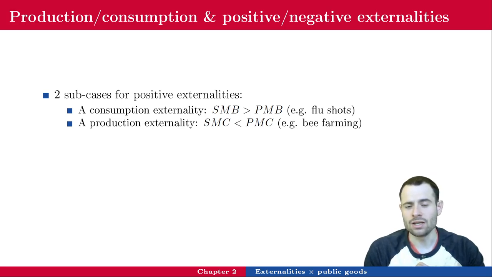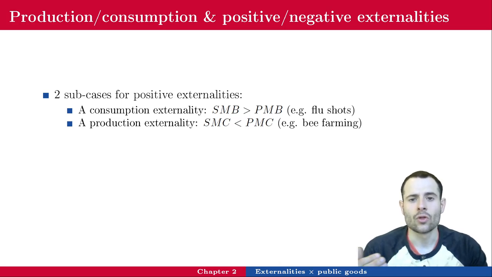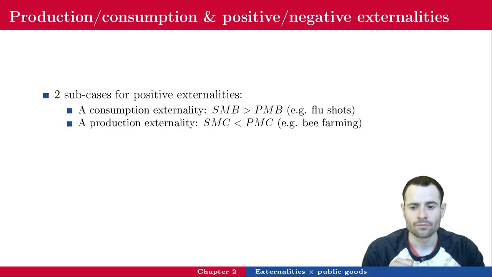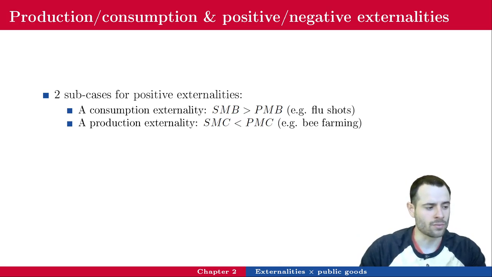If it's a production externality, since it is positive, it means that socially speaking, the marginal cost of producing the good is lower than the private marginal cost of producing the good. Bee farming, for instance. So, if you think about the private marginal cost of making honey, if you take into account the fact that the cost of the other firm decreased thanks to your bees' activity, then the social marginal cost will be lower than the private marginal cost.